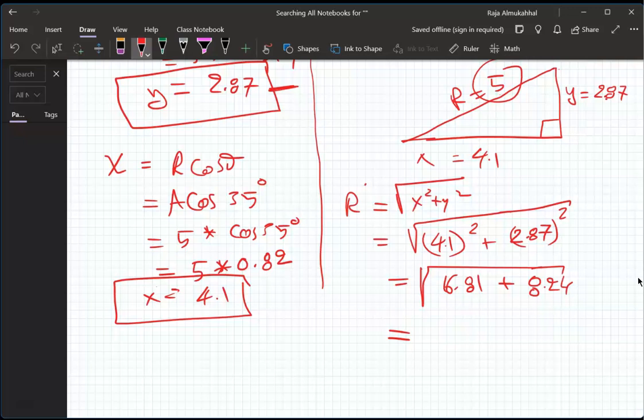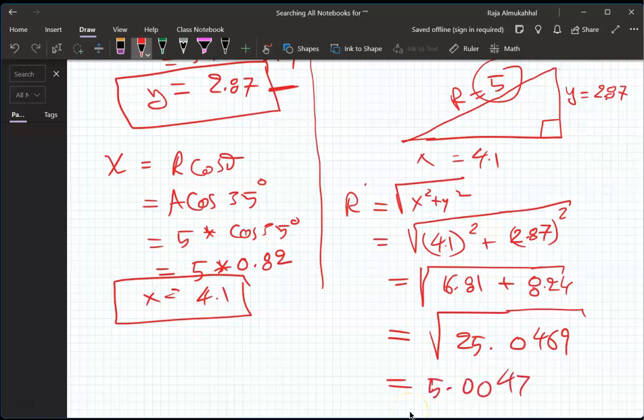Take the square root. Okay, I got square root of 25.0469, and that's really close to 5, as you can see. We're not getting exactly 5 because of the rounding. That'd be 5.0047. So as you can see, this is close enough. So we have done it correctly. That's the meaning of it.